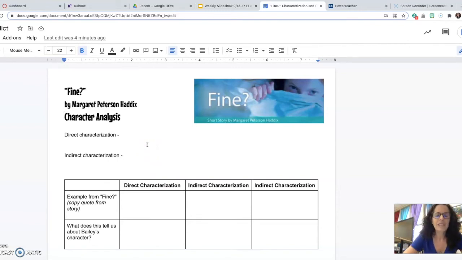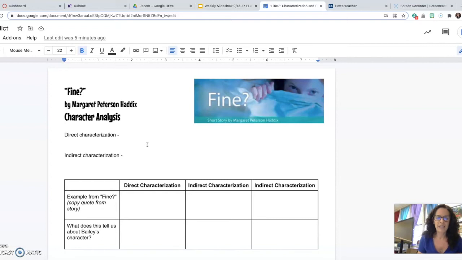So we've just finished reading the story Fine by Margaret Peterson Haddix, and we're reviewing and focusing in on the character analysis of Bailey, who's our main character in the story. Remember, the week before last, we talked about the difference between direct and indirect characterization. Direct characterization is when an author in a story tells you directly what a character is like.